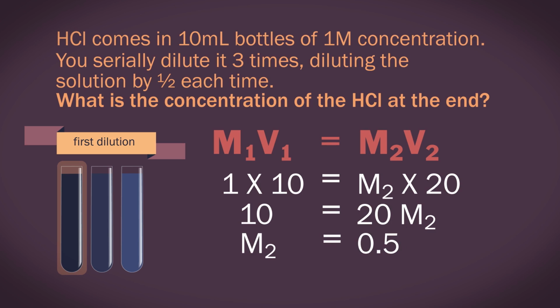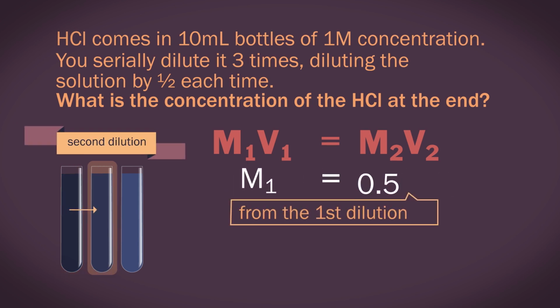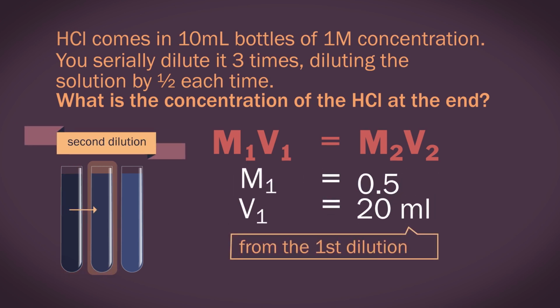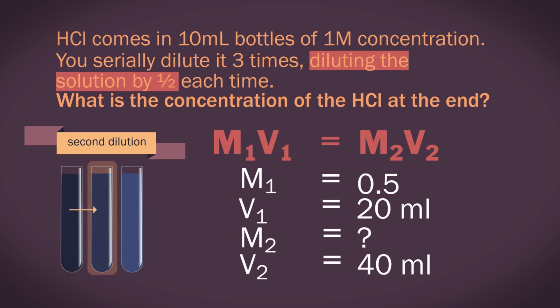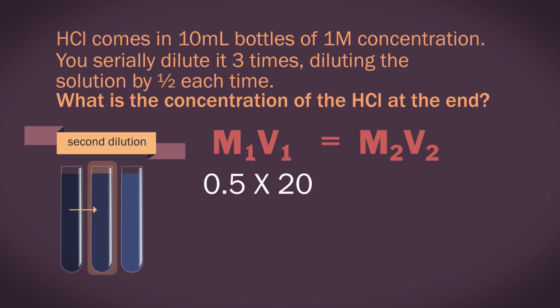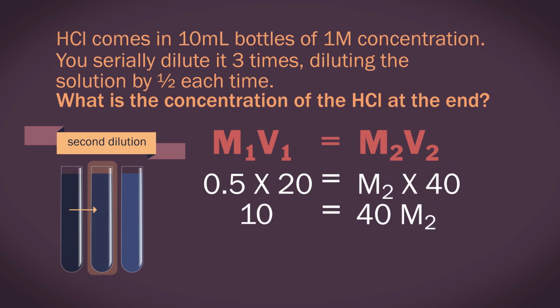Now on to our second dilution. M1 equals 0.5, V1 equals 20 mL. M2 we do not know, and V2 equals 40 mL because we have already added 20 mL of water to dilute it by half again. Substitute in these values and we get 0.5 times 20 equals M2 times 40. So 10 equals 40 M2, and rearranging means M2 equals 0.25, or a quarter.